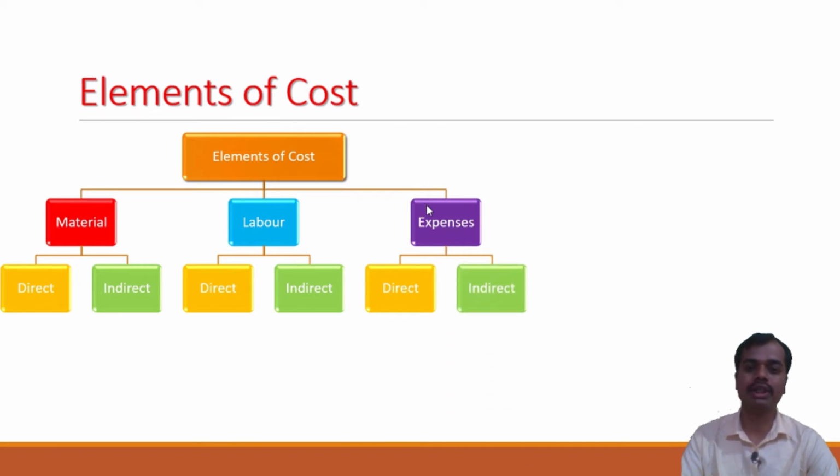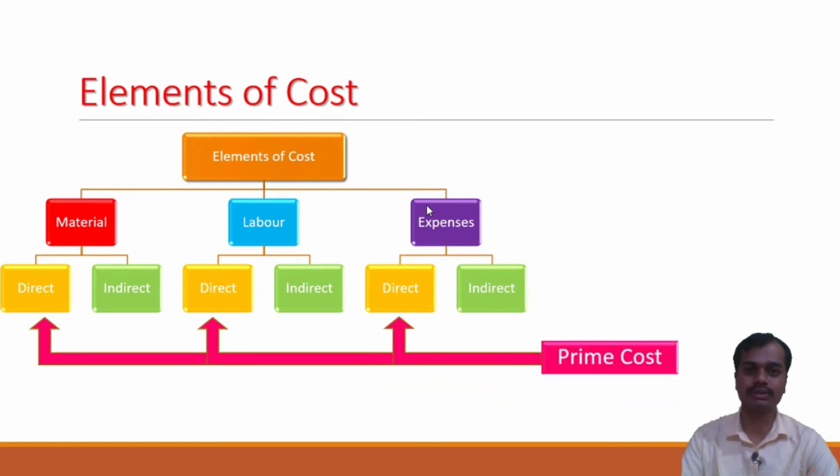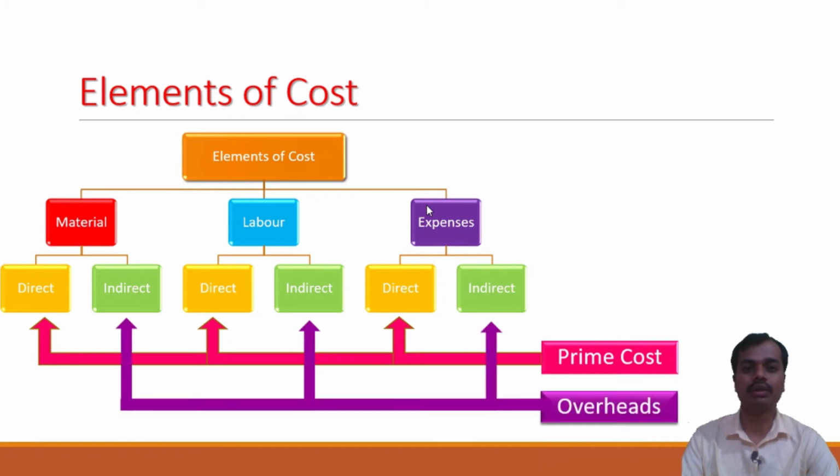All direct material, direct labor, and direct expenses are added to get a prime cost. Likewise, all indirect material, indirect labor, and indirect expenses are added to get overheads. From this chart, you will get clear idea about the elements of cost. Let's see each element of cost in detail.